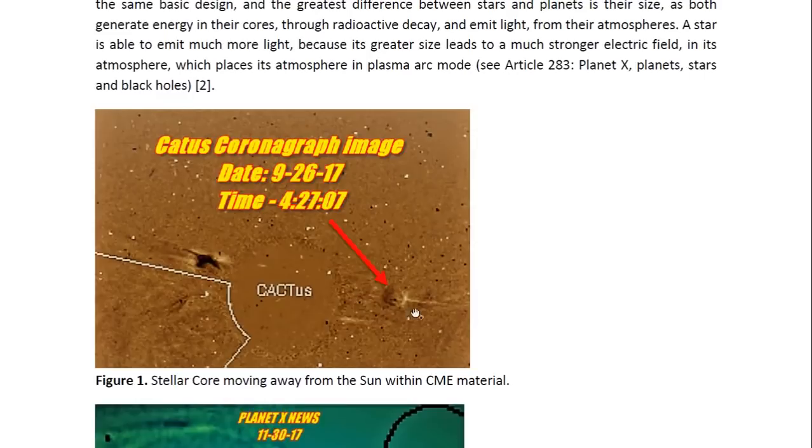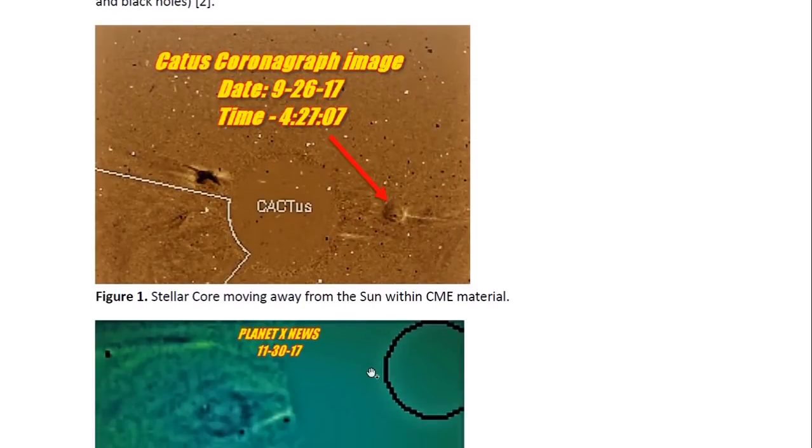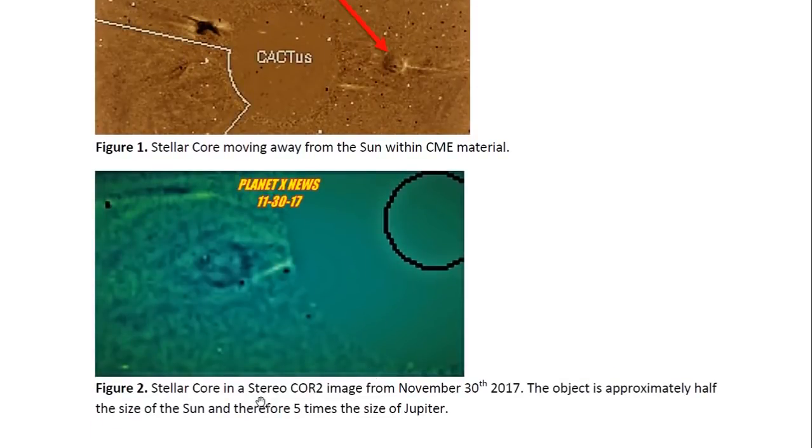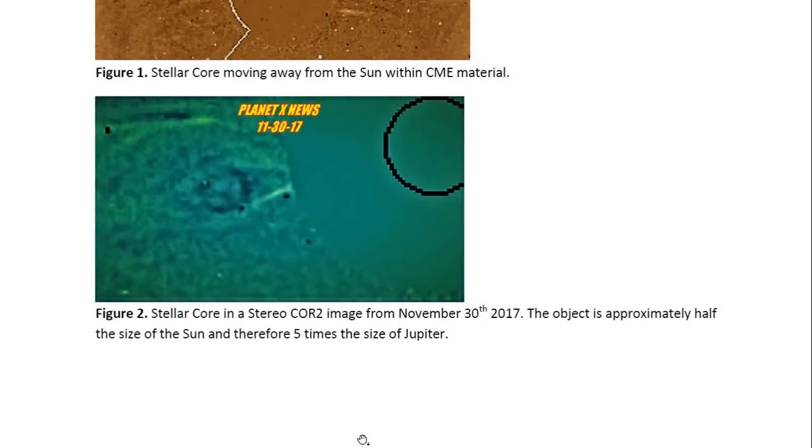Now here you see one of these stellar cores moving away from the Sun in this CACTus image, and it is enveloped in CME material. You can see some of this material around the object. And here's another one. This is in a STEREO A COR2 image, and you see the object here also enveloped in CME material. In this image from November 30th, 2017, this object was about half the size of the Sun and therefore 5 times the size of Jupiter, so quite a large object.